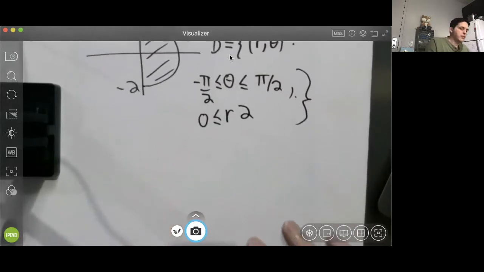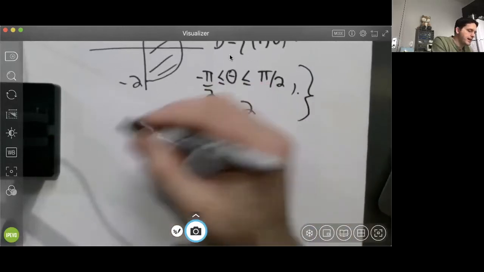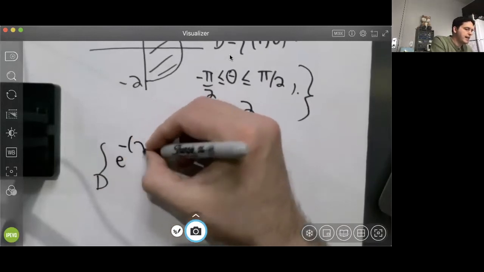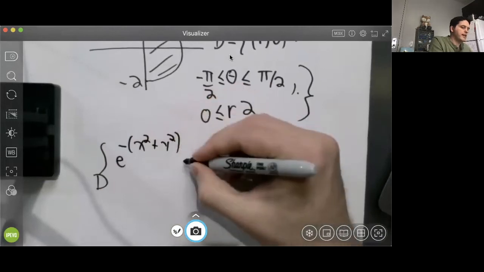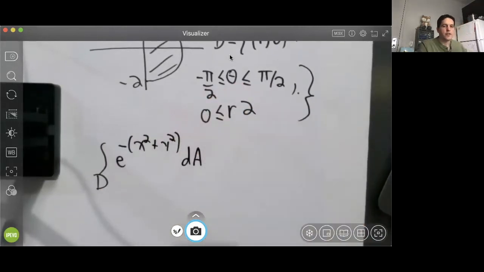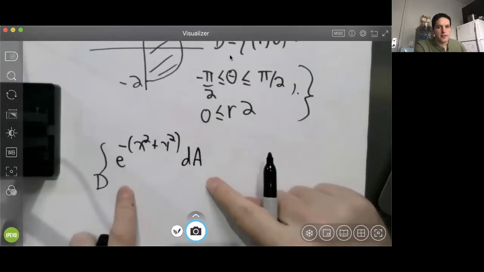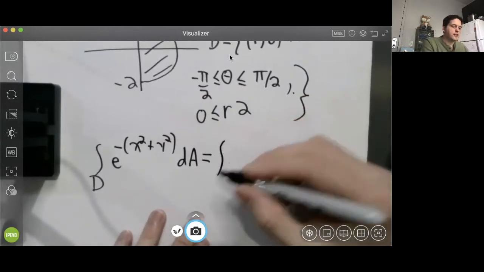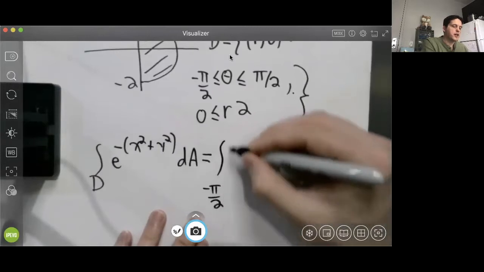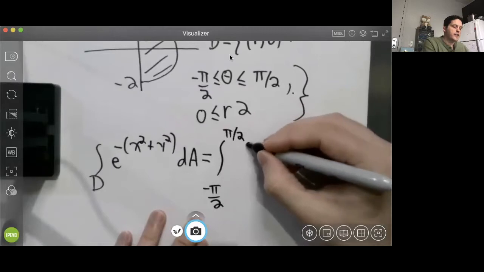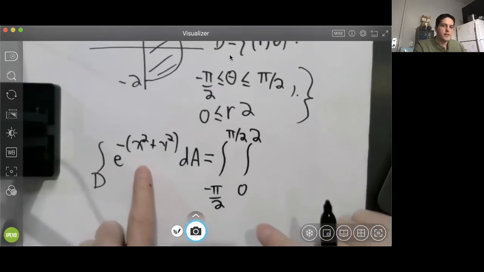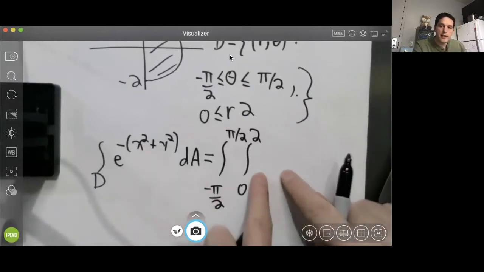And the integral that we want to evaluate in this example is the integral over D of e to the minus x squared plus y squared dA. So let's evaluate this integral using our formula for doing integration using polar coordinates. According to that formula, this is equal to the integral from minus pi over 2 to pi over 2 of the integral from 0 to 2. And now, what do we have to write here?